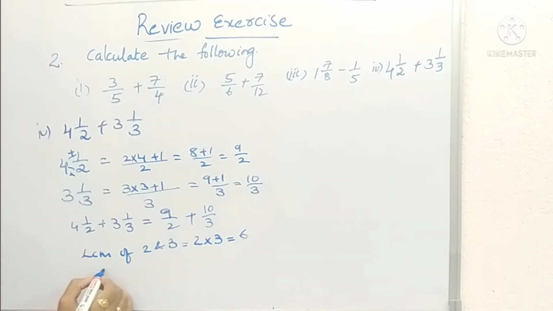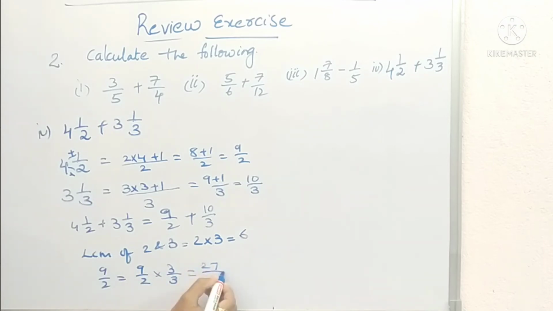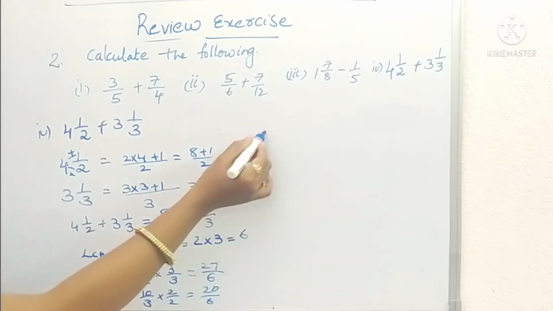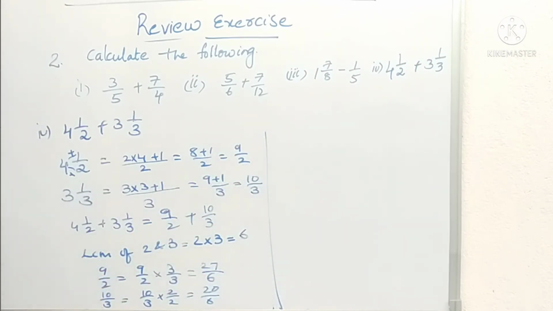So now 9 by 2. 2 3s are 6, so multiply with 3 by 3. 9 3s are 27, 2 3s are 6. And similarly here 10 by 3. 3 2s are 6, so multiply with 2 by 2. 10 2s are 20 by 6.